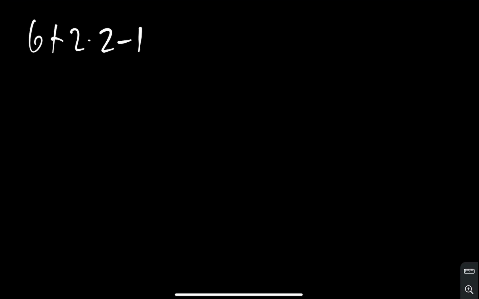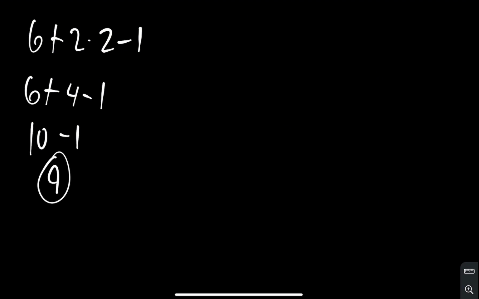So for this problem, we have no parentheses or exponents. So we move to multiplication and division. We only have multiplication, so we do that one. 2 times 2 is going to give you 4. So 6 plus 4, and then minus 1. 6 plus 4 is going to give you 10. Then minus 1. And then 10 minus 1 is going to give you 9. So that's going to be your answer.